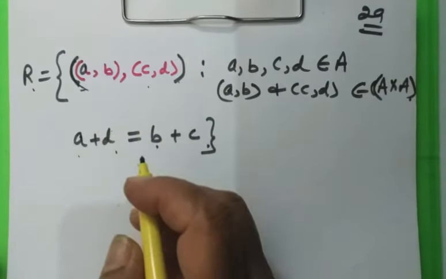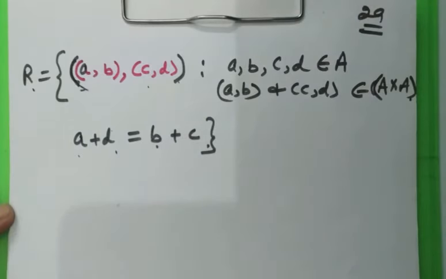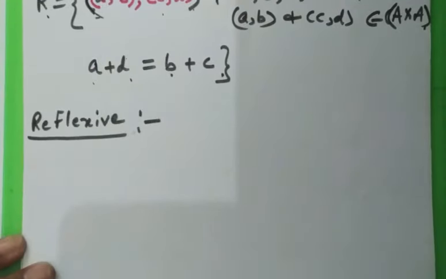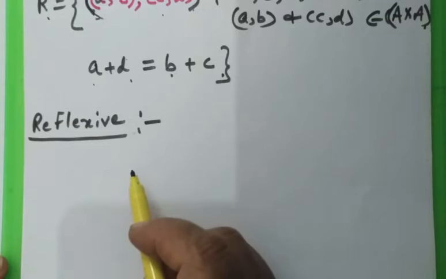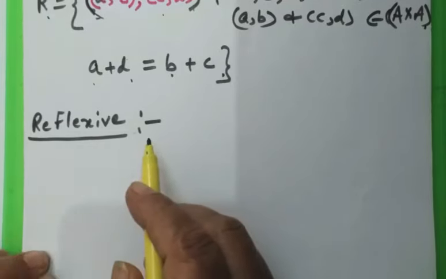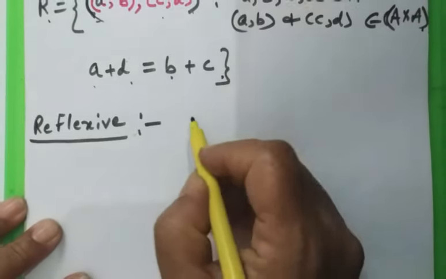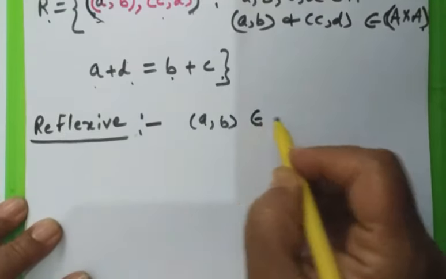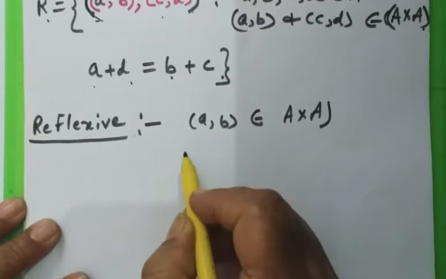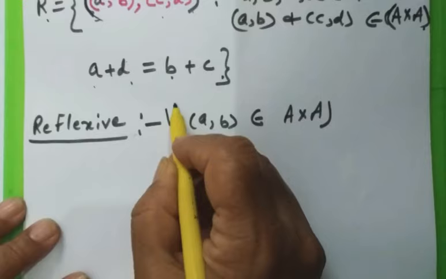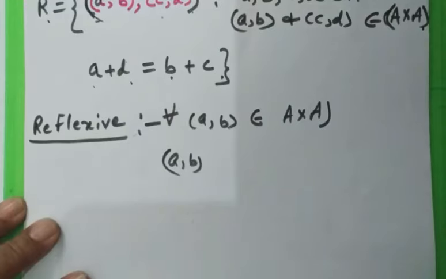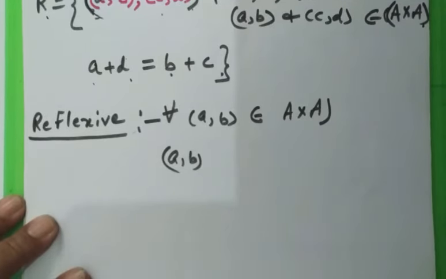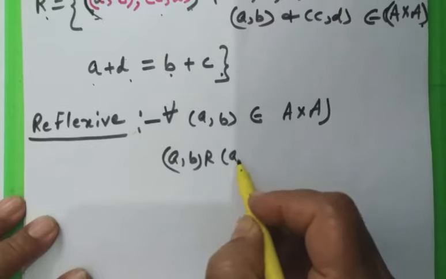This is the relation R, and we have to show that R is an equivalence relation. To show any relation to be an equivalence relation, the very first thing is that we have to show that it is reflexive, then symmetric, and then transitive. Reflexivity means we have to show that every ordered pair (a,b) of A cross A should be related to itself, for all ordered pairs (a,b) in A cross A.